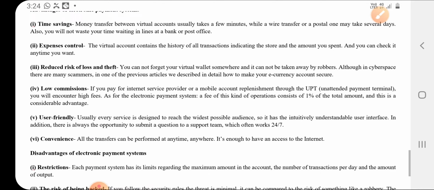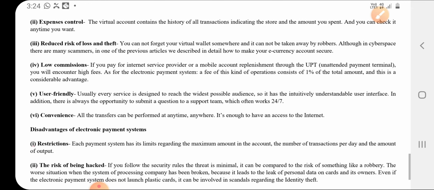Then user friendly, it is more user friendly. So users can go through the websites and according to their need they can select and pay, and it is available 24/7. So convenience, all transfers can be performed at any time, anywhere. It's enough to have access to the internet. If you have internet, you can buy anytime, anywhere, and pay anytime.